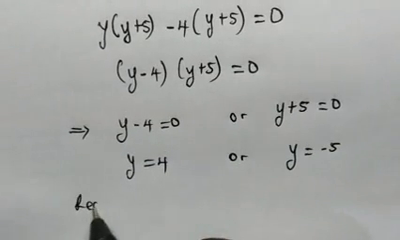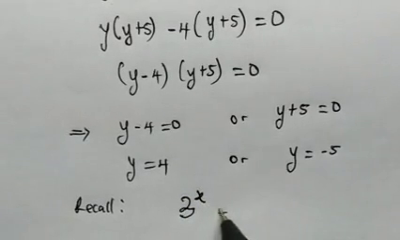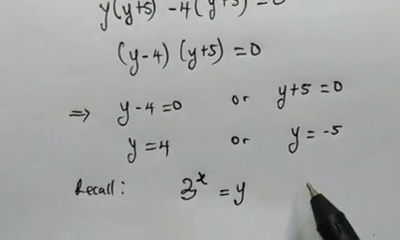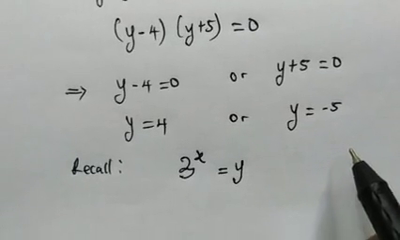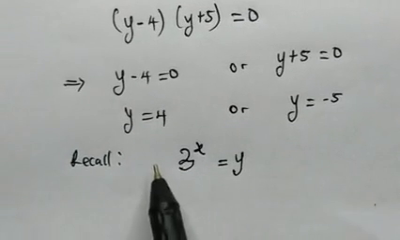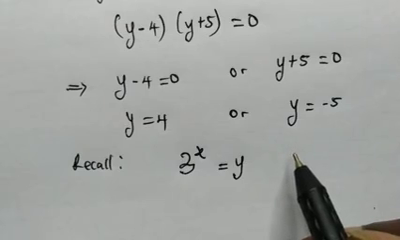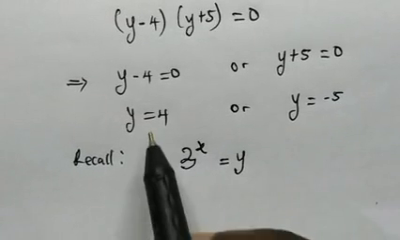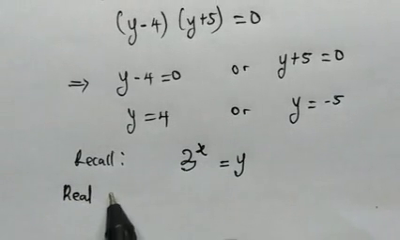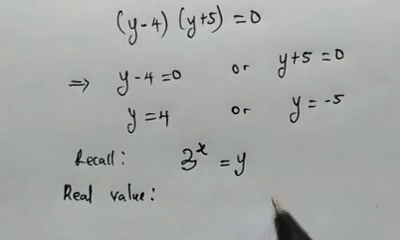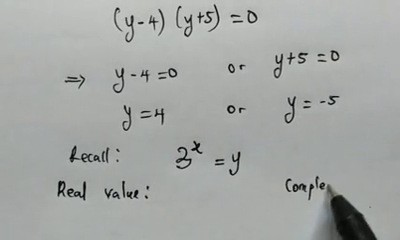Now let us recall that 3 to the power of x is equal to y, right? And we're solving for the value of x, so we're going to solve for both complex and real values. So for real value, y need to be greater than 0, and for complex value, y need to be less than 0. So we can see here y is greater than 0, so here we are solving for real value for x, right? And for here, y is less than 0, so we're going to solve for complex value of x.